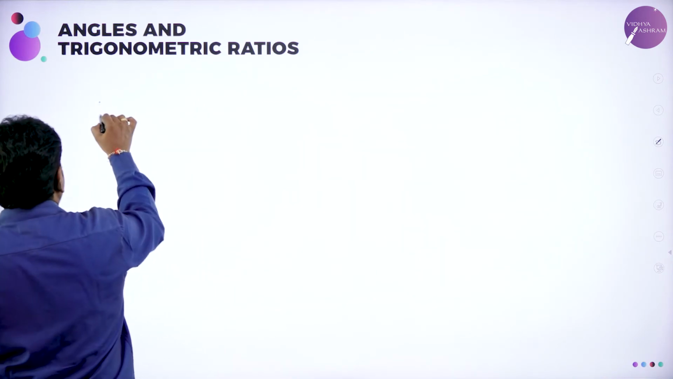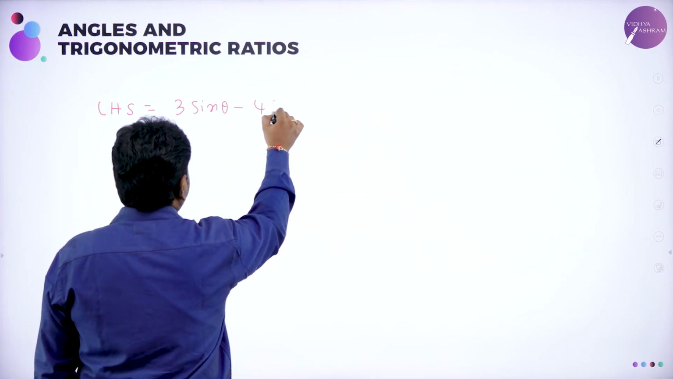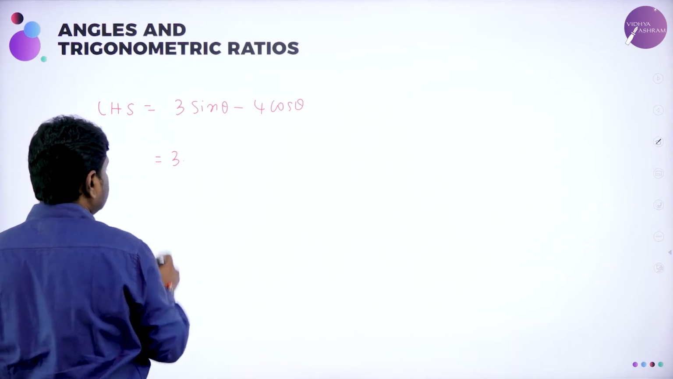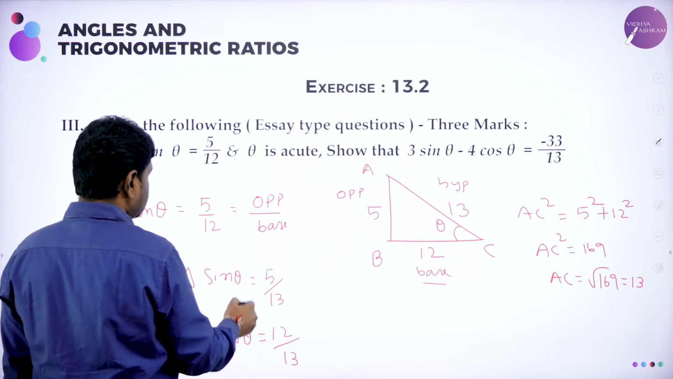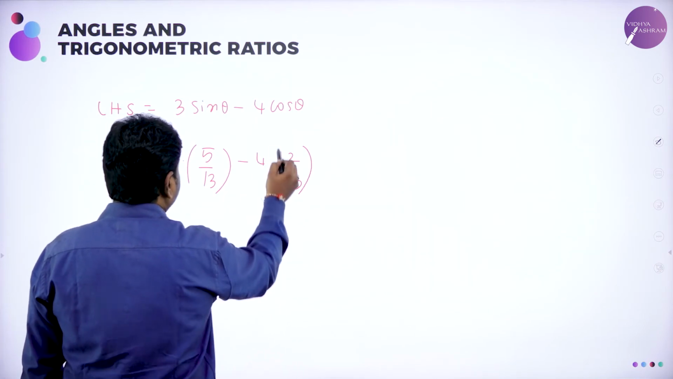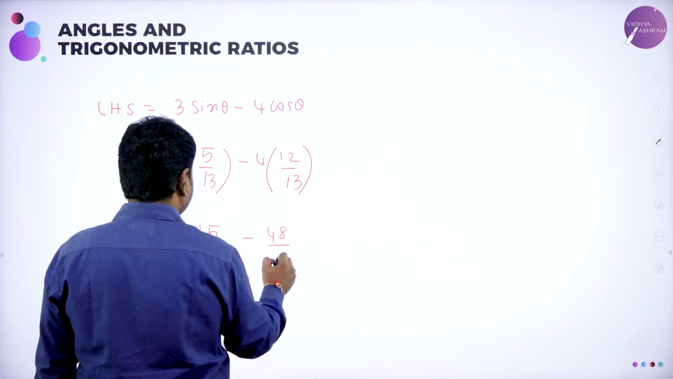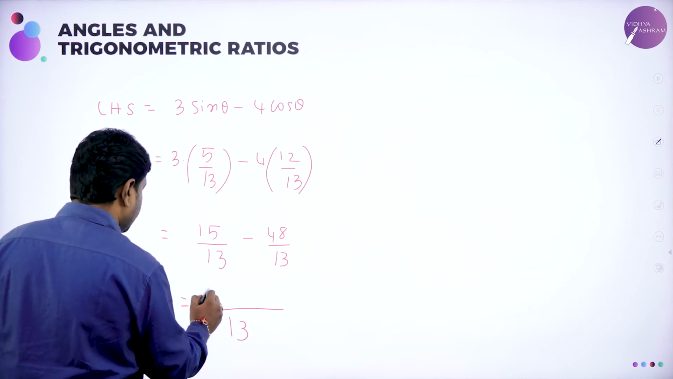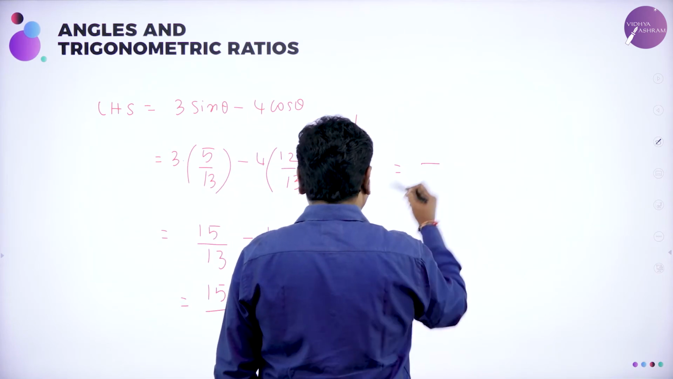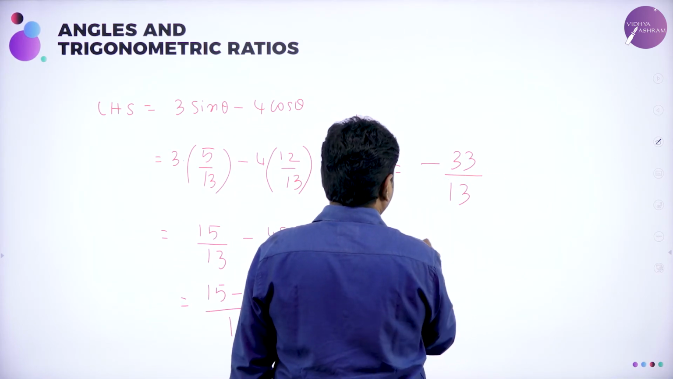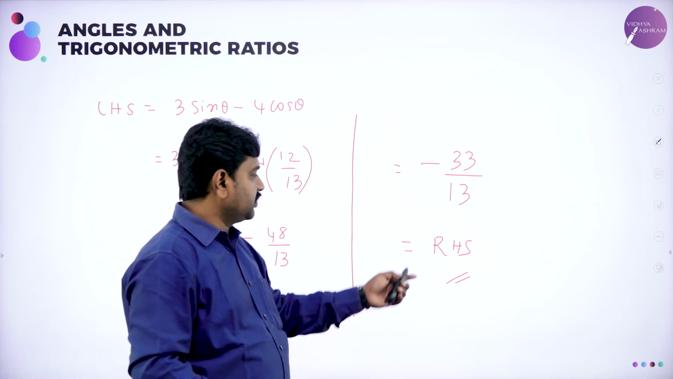What is LHS? LHS is 3 sin theta minus 4 cos theta. That is 3 times sin theta, and sin theta is 5 by 13, minus 4 times cos theta. What is cos theta? 12 by 13. Simplify this. So now 15 by 13 minus 48 by 13. So take LCM, LCM is 13. So 15 minus 48 will give you negative 33 divided by 13. This is your RHS. After subtraction, you get this. So check your RHS, minus 33 by 13, we got it.